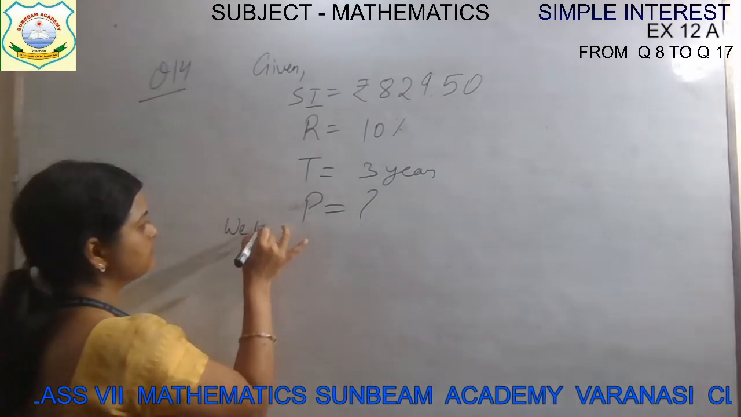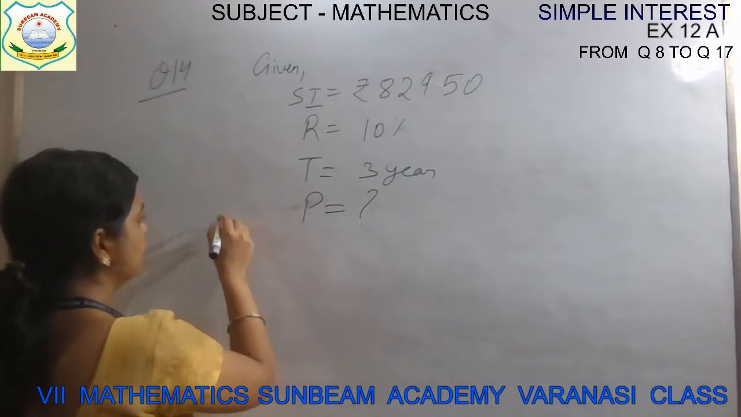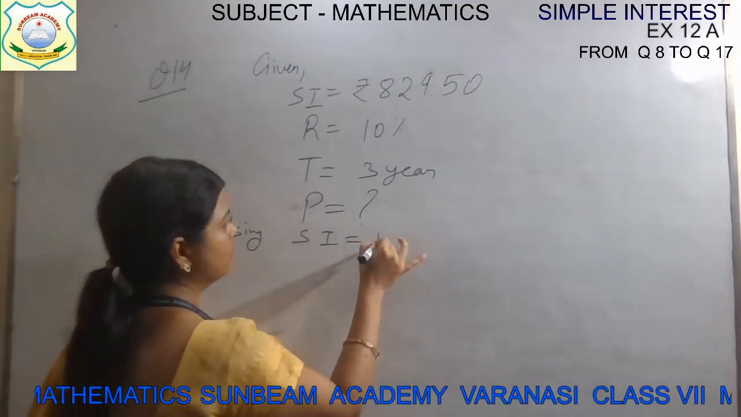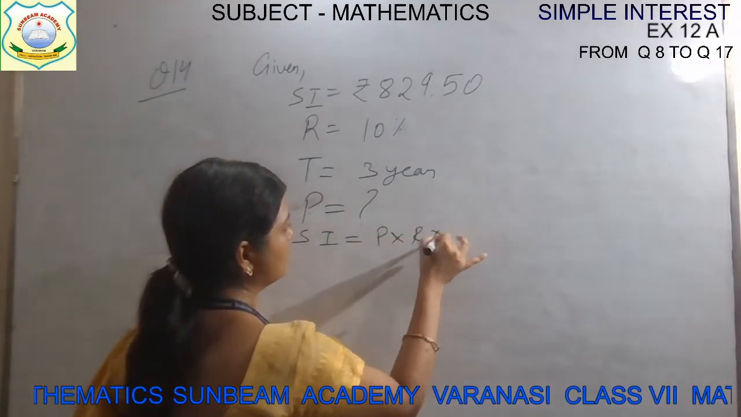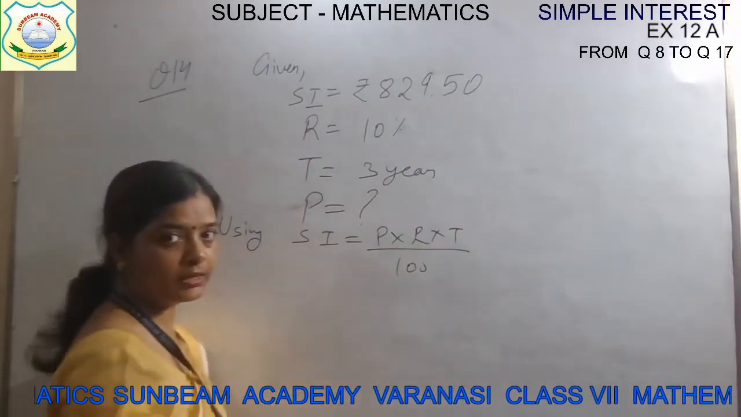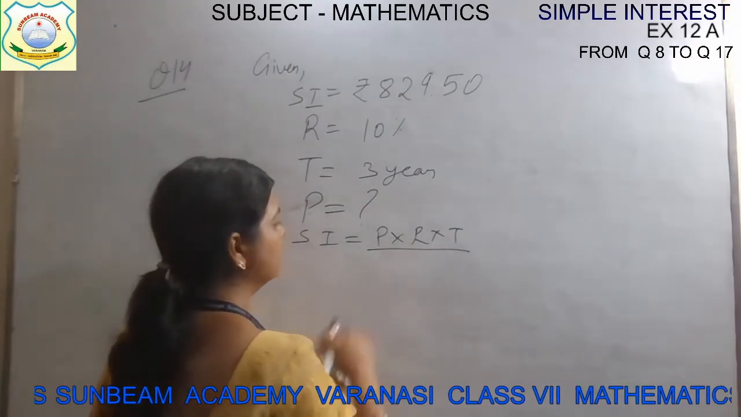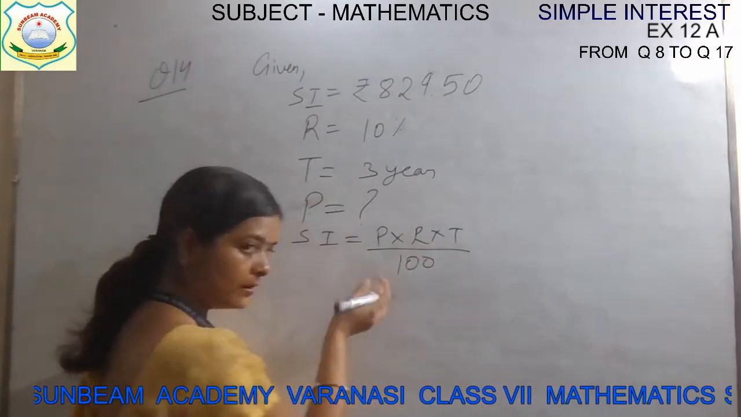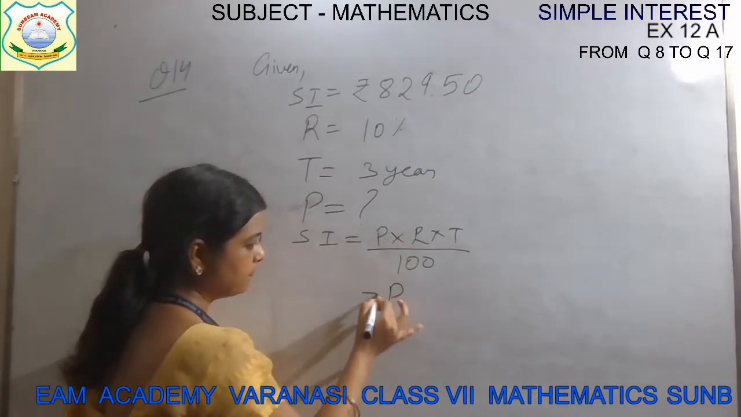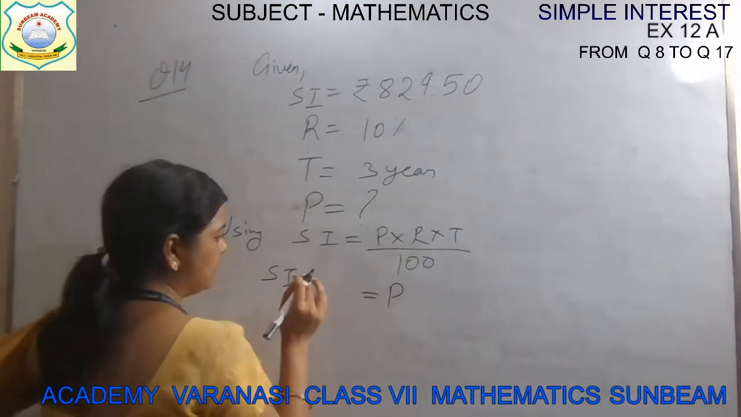Using SI is equal to P into R into T upon 100. P into R into T upon 100. Put the values or first separate the different variables. P you have to find, so keep P on this side. Simple interest is already on this side.